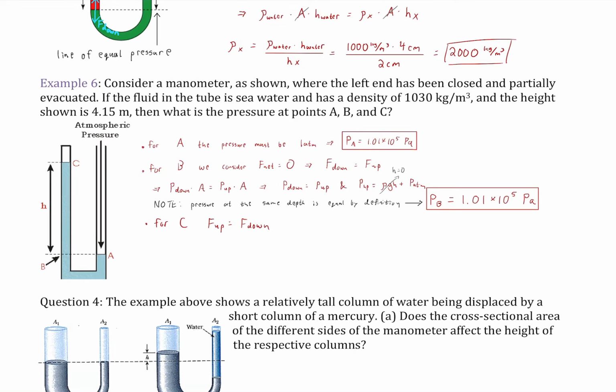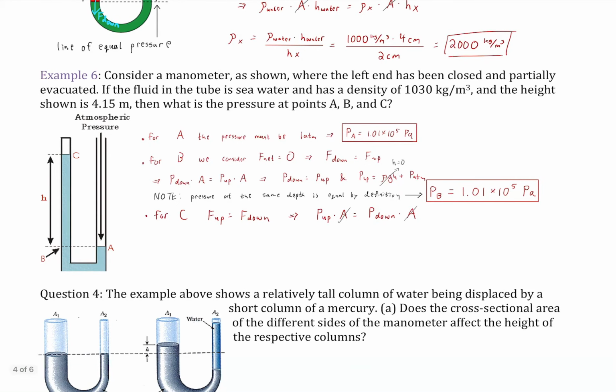Because point C definitely is not going to be atmospheric pressure, unlike points A and B. So what is it going to be? Well, here, let's again use a force balance because that's kind of been our approach so far. We're going to consider pressure up times area and pressure down times area. Area is going to cancel. So then we're going to replace pressure up with atmospheric pressure minus the depth. Why minus the depth? Because we've gone up. Now, we're used to usually adding hydrostatic pressure to compare something.